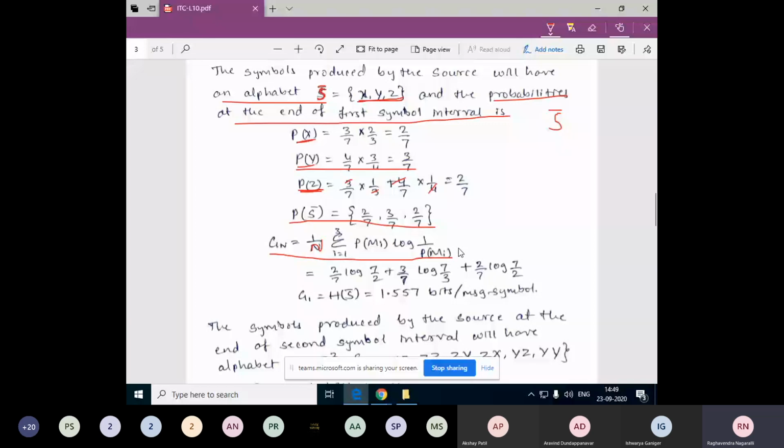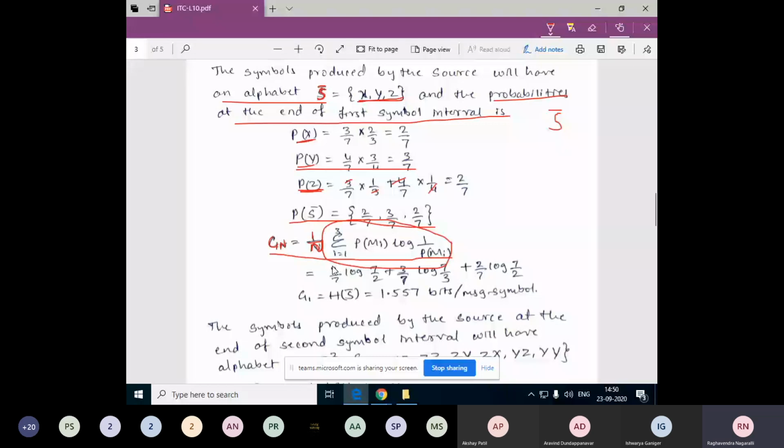So this is nothing but the entropy for the zero memory source. In early classes we have seen the entropy equation for the zero memory source. The same we are writing here, but it is now the average value, average information content, so it is divided by 1 by n. So that is what this G of n represents. This G of n is the average information content per symbol.